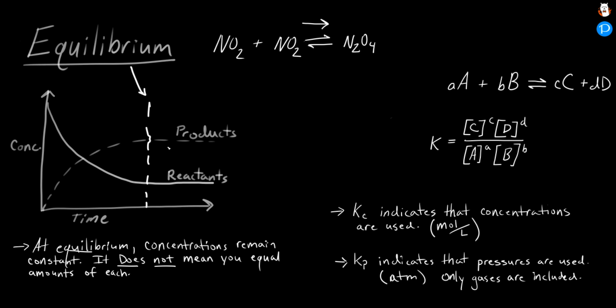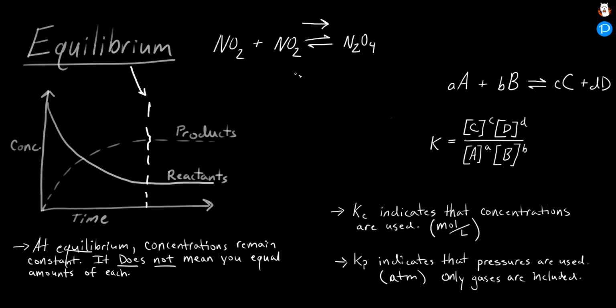It just means you've reached a point where the forward reaction and the reverse reaction are happening at an equal rate. So for this example, the NO2s combining to make N2O4 is happening at the same rate that N2O4 is breaking back down into NO2s again. So with the forward and reverse reactions happening at the same rate, your concentrations are now not changing overall. It's at equilibrium. So that's what we mean by equilibrium.